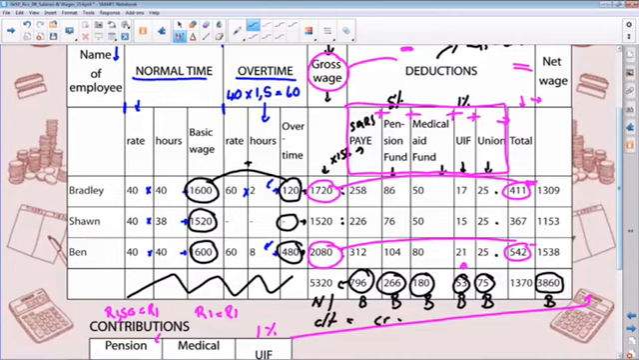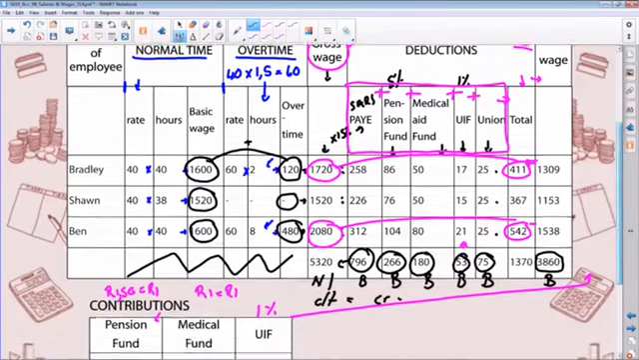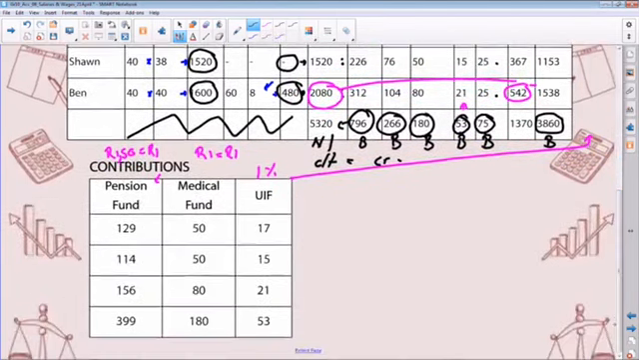Now, let's go and look at how to post the contributions to your general ledger. Your very first one will be pension fund. Now remember, with contributions, we have a double split. One goes to the expense account, normally pension fund contribution, medical fund contribution, and UIF contribution. The other will be the respective liability accounts: your pension fund, your medical aid fund, and then SARS UIF. But let's use the first one.